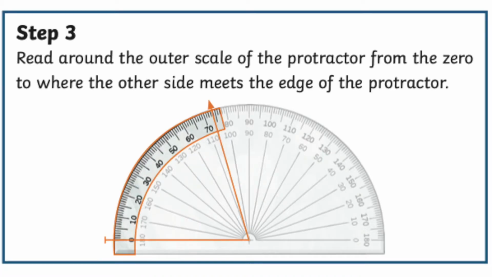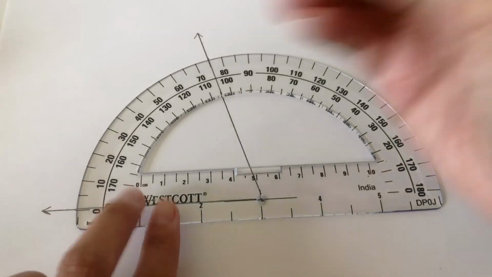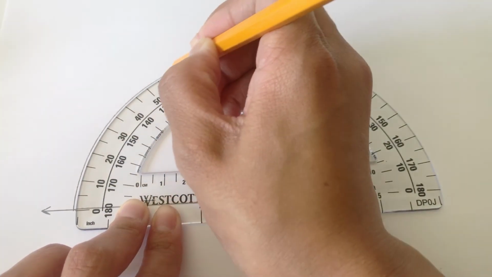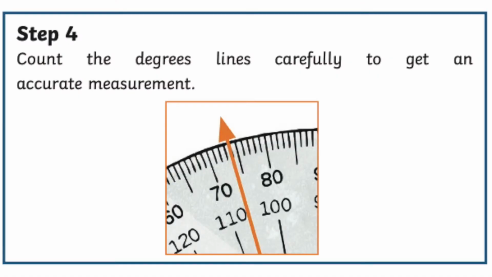Then, read around the outer scale of the protractor, from the 0 to where the other side meets the edge of the protractor. Last, count the degree lines carefully to get an accurate measurement.